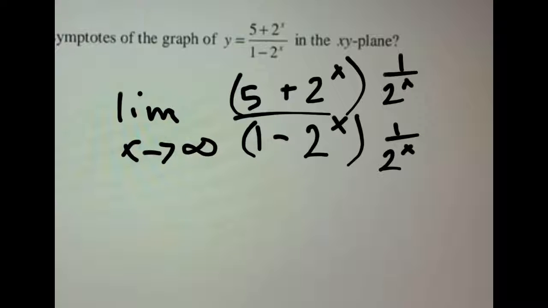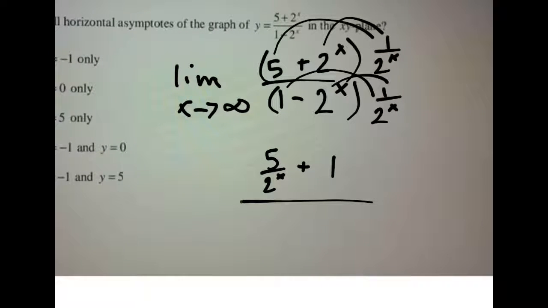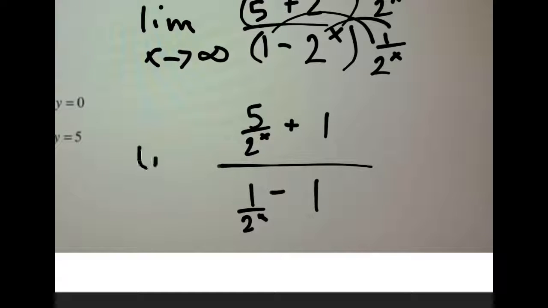But here we go. So if I multiply by this, I distribute, and I just have 5 over 2 to the x plus 1. And then I also have 1 over 2 to the x minus 1. And then if I take the limit as x approaches infinity here, well, this part goes to infinity, so the whole entire fraction goes to 0. That's one of the fundamental limits. If the bottom gets ginormous and the top doesn't, then it goes to 0.